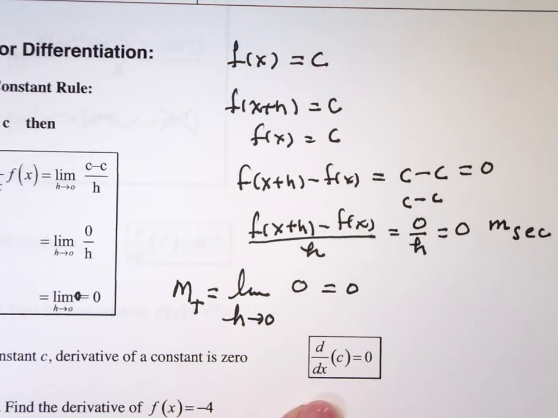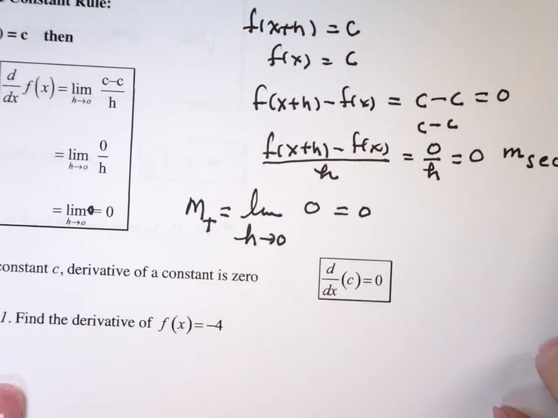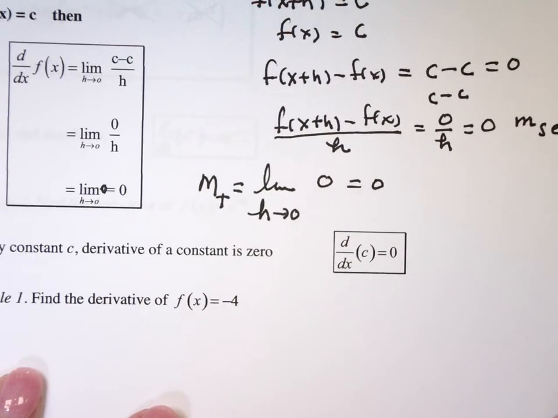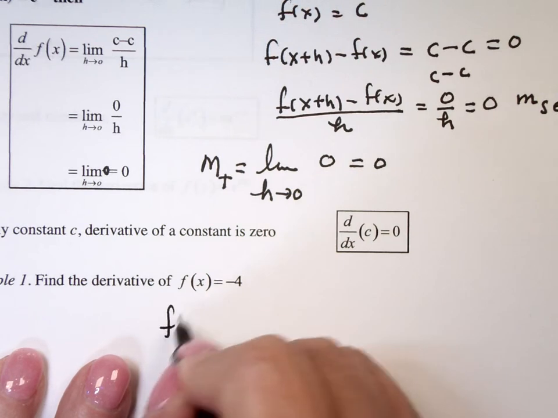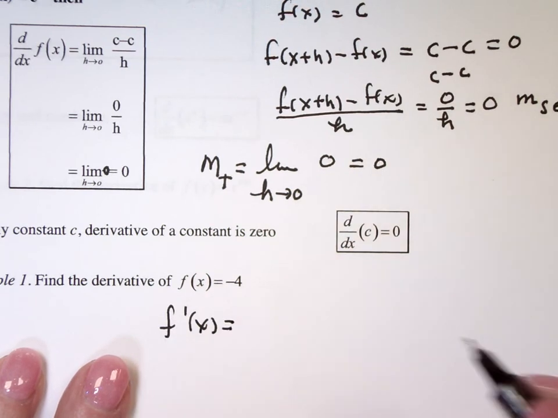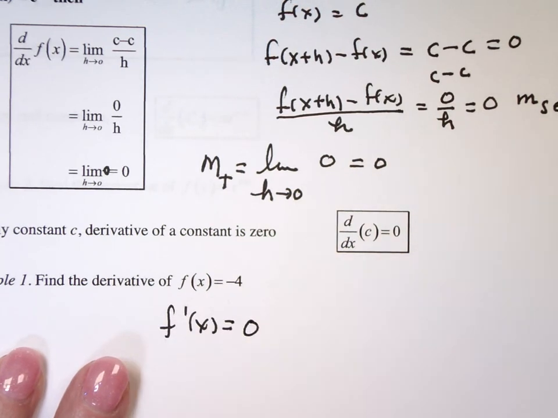So I have that up there, constant rule. If f of x equals c, then f prime of x equals 0. Derivative of a constant is 0. So here's an example. F of x equals negative 4, then f prime of x, because this is a constant, is 0.